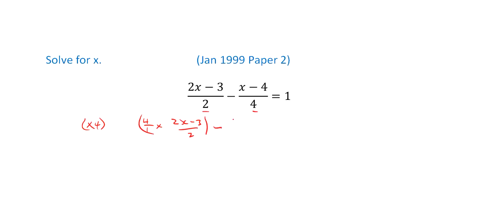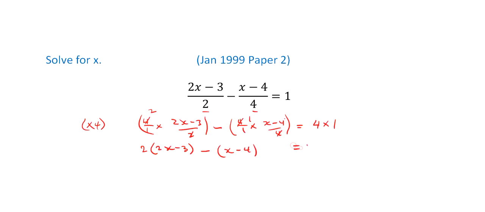minus 4 over 1 multiplied by x minus 4 over 4, which is equal to 4 multiplied by 1. Alright, every single term is being multiplied by 4. So 2 can go into 4 2 times. Alright, so we end up with 2 open brackets 2x minus 3. 4 can go into 4 1 time, so we end up with x minus 4, which is equal to 4.